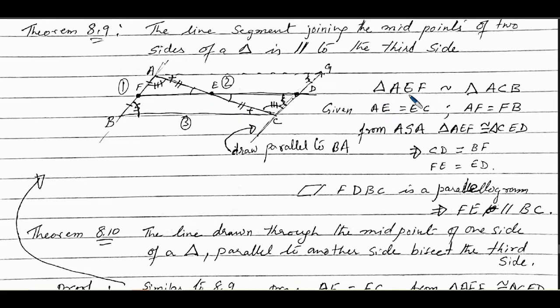What we have done here, anyway, this step is maybe not required. Given AE is equal to EC, and AF is equal to FB. This is given in the theorem. From angle side angle, this triangle is congruent to triangle CED. So CD is equal to BF, because this side is equal to this side, and this side is equal to this side. Whatever I have said, I have written here. FE is equal to ED, which we have seen. So FDBC is a parallelogram. This FD is an extension of FE, so FE will be parallel to BC.